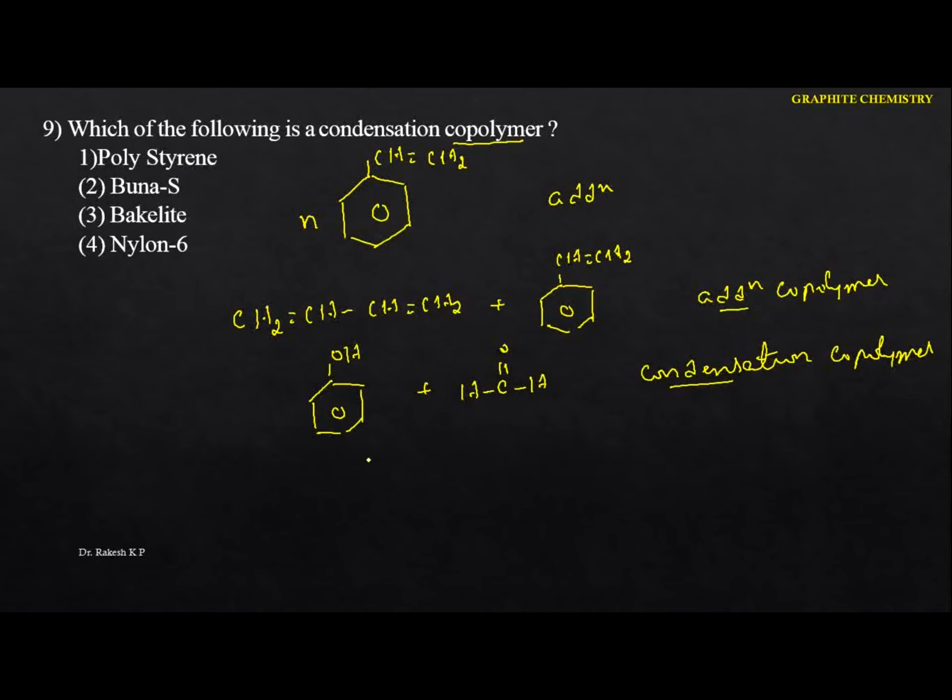Let me see the last one here, nylon 6. It is a condensation homopolymer, because the monomer for nylon 6 is caprolactam. The structure of caprolactam is like this: C double bond O, then CH2, CH2, CH2, CH2, CH2, and then NH. The ring breaks up at the two terminal ends, so it undergoes condensation to form a condensation polymer. It is not a copolymer, because we can't identify two different monomers. Hence, in this case the option is 3. Okay, next one.